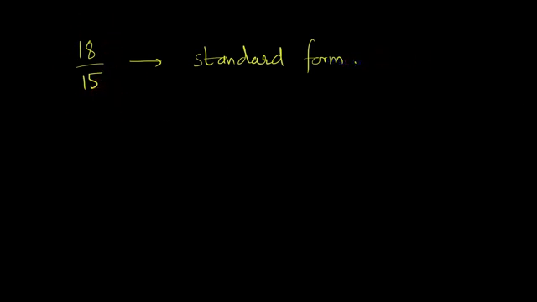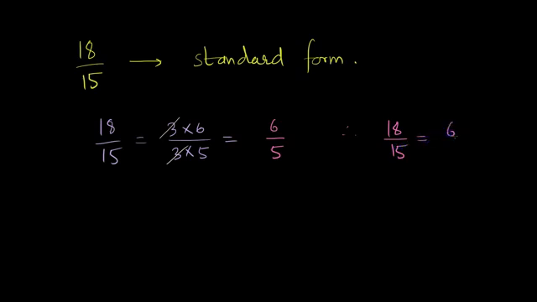So taking the example of 18 by 15, how can we write this in the standard form? If we write 18 by 15 as 3 times 6 divided by 3 times 5 and cancel out the common factors from the numerator and denominator, we are left with 6 by 5 here. And therefore we can write 18 by 15 is equal to 6 by 5. And this is how, just by cancelling out the common factors other than 1 between numerator and denominator, we can reduce the given fraction or given rational number into its standard form. So this 6 by 5 here is a standard form of 18 by 15.